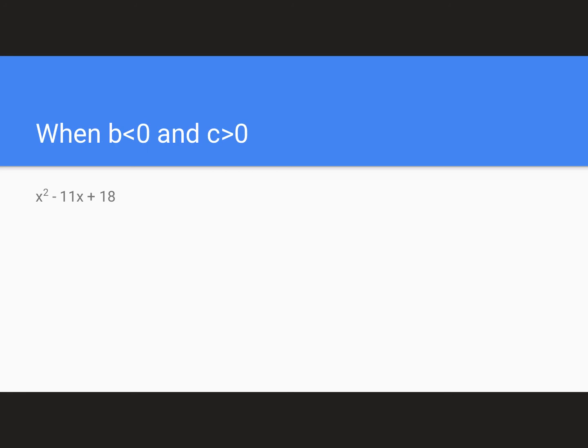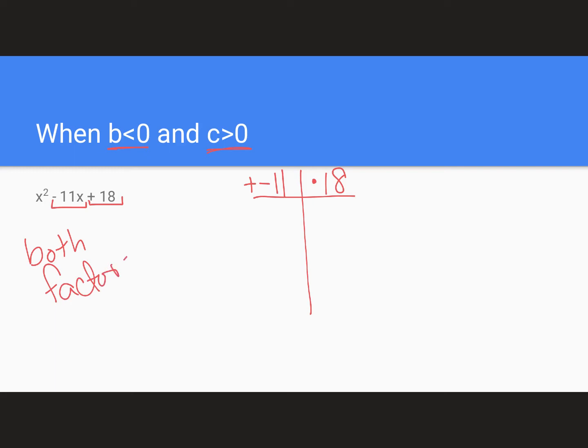Here, first of all, notice that B is less than 0 and C is more than 0. So I need to find two numbers that add to negative 11 and multiply to 18. First thing I notice, since C is positive and B is negative, is that both of my factors must be negative, the two things I'm adding together, because I multiply to a positive number and add to a negative number.